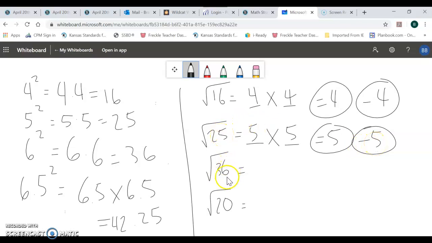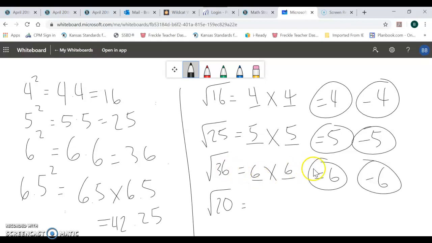Let's try another one. This 36 is our answer, and we need something times the same thing. For a square root, you need something times the same thing to make this number. And that happens to be 6 times 6 will do that. So 6 is an answer, and negative 6 is an answer. So if you try it out, 6 times 6 is 36, and negative 6 times negative 6 is 36. So those are our answers here.